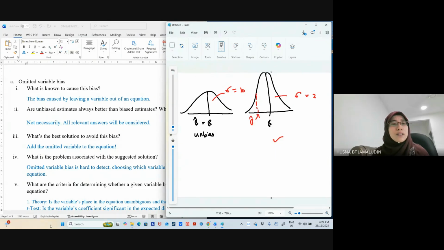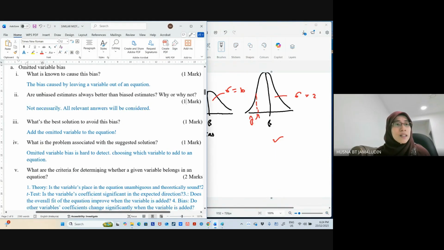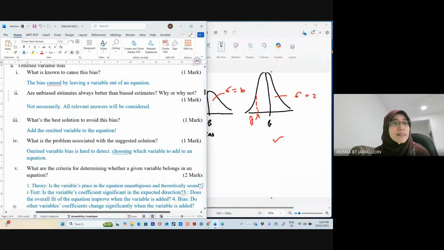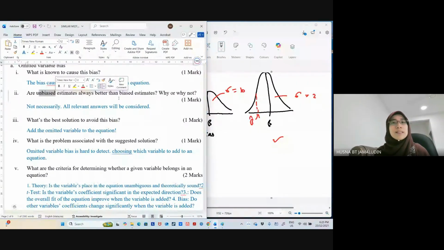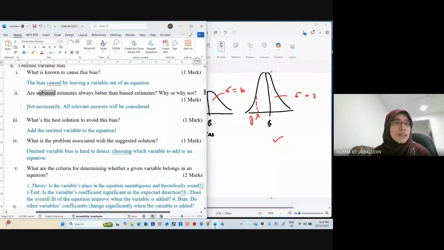So that's why the question asks: are unbiased estimates always better than biased? Of course, you want unbiased, but it doesn't necessarily mean that it's always better, because you also want your estimation to have less variance. The sigma should be smaller. So you should explain it that way.